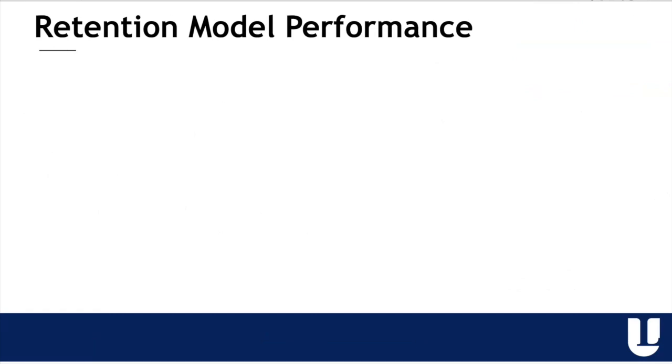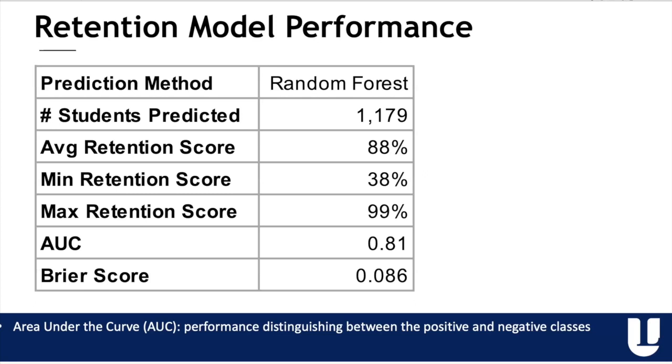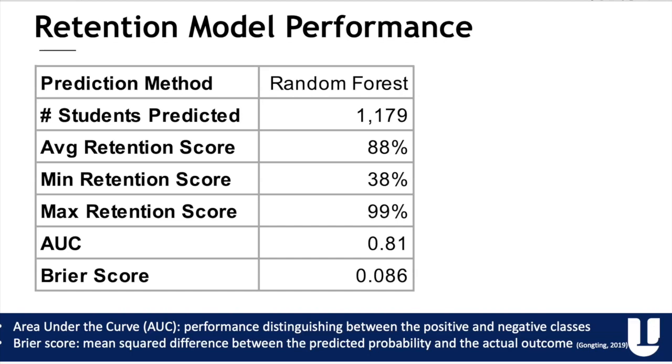The retention model helped us to predict more than 1,000 students' retention probability. The model gives us an average retention score of 88 and students' retention probability ranging from 38 to 99%. It turns out the model has a 81% correct prediction as indicated by area under the curve. In other words, 81% of the time, the model can correctly distinguish a positive outcome from a negative outcome. Also, the small Brier score indicates that the predicted retention probability is close to the real retention probability, which is 0 for not retain and 1 for retain.